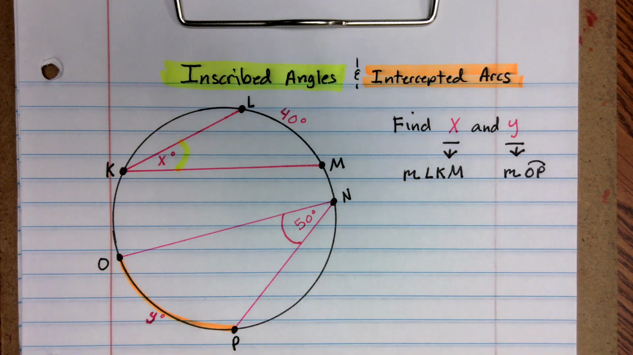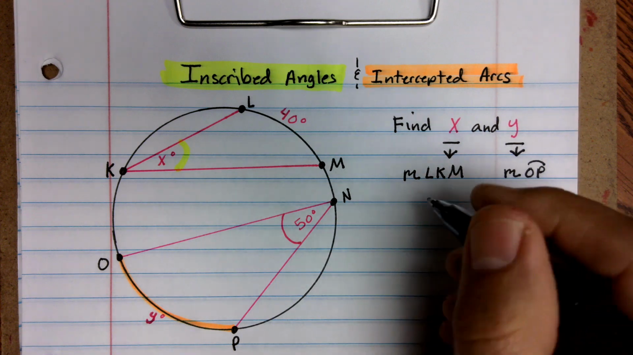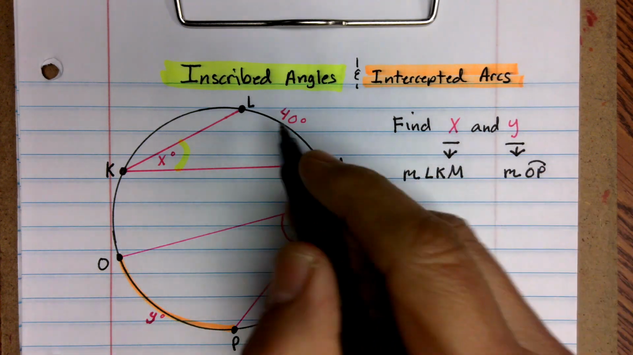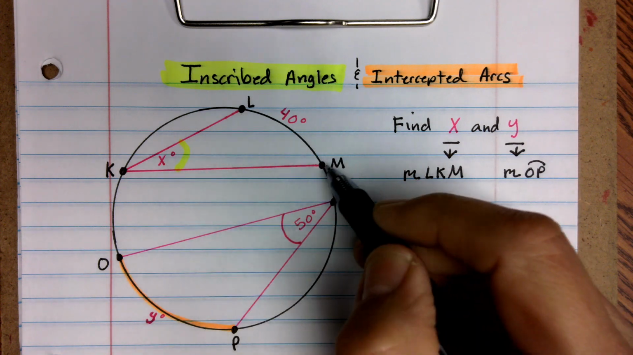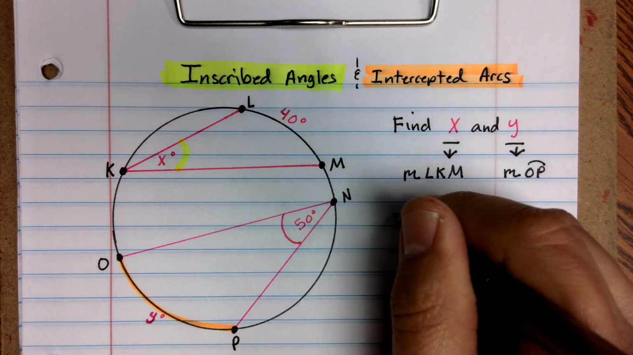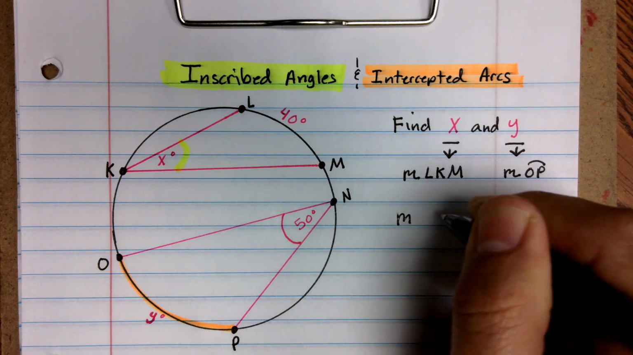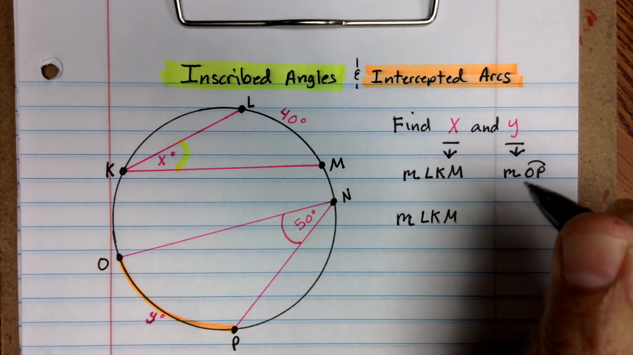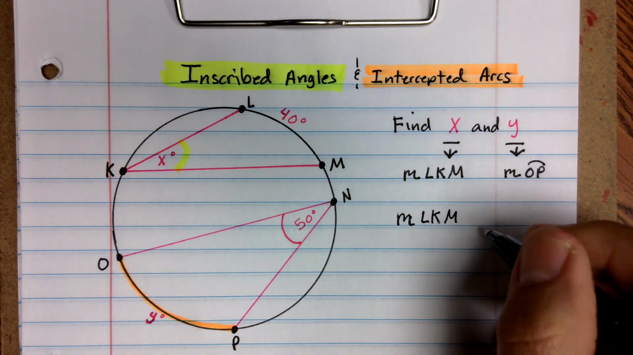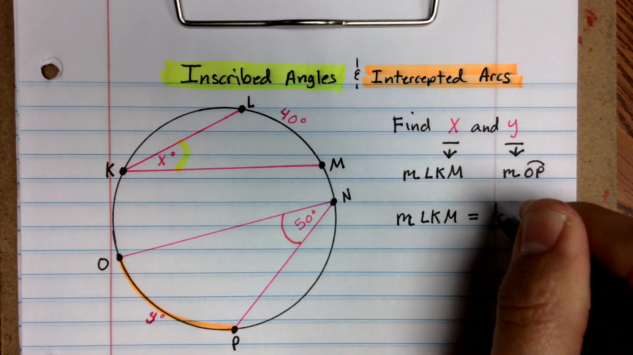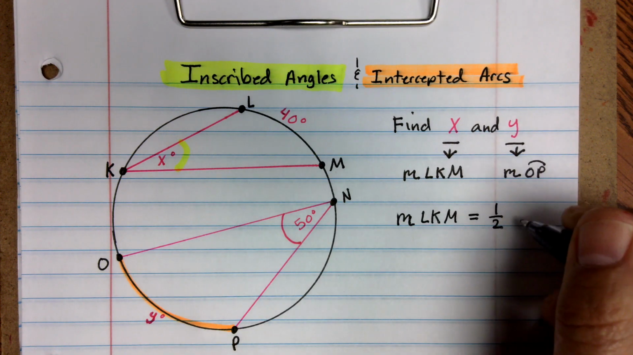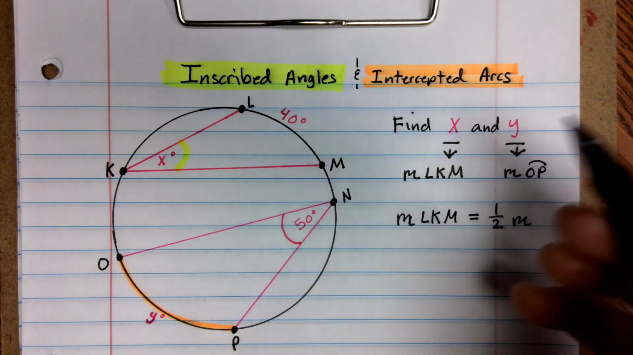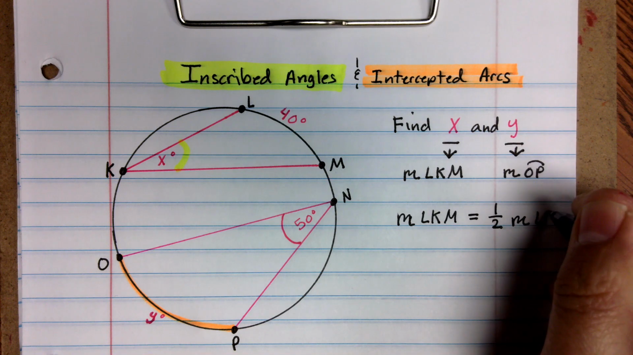And I'm going to go ahead and write out the formula that we had previously. In this case, I'm going to use the lettering that we have here. So I'm going to say LKM. So I'm going to write that out. So the measure of angle LKM, also known as x, right? It's that angle x, is going to be equal to 1/2 the measure of this arc L to M.